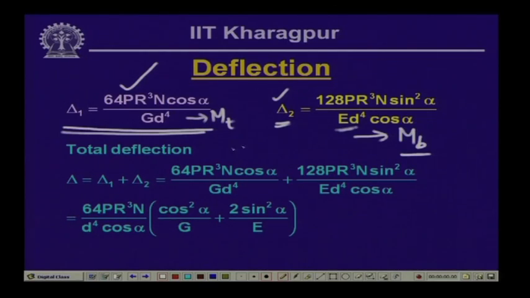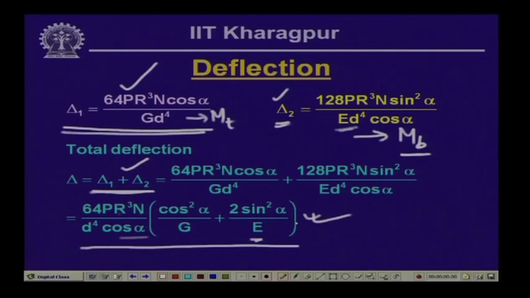So, the total deflection will be the sum of these two, delta 1 plus delta 2, and if we combine them, you get an expression like this: 64 P R cube N over D to the power 4, times cos alpha times (cos square alpha by G plus 2 sin square alpha by E). And you know the meaning of all the terms. P is the axial pull, R is the mean radius of the spring coil, N is the number of turns, D is the diameter of the wire with which the spring is formed, G is the shear modulus, and E is the modulus of elasticity, and alpha, as you know, is the helix angle, which is tan inverse of p by twice pi R.